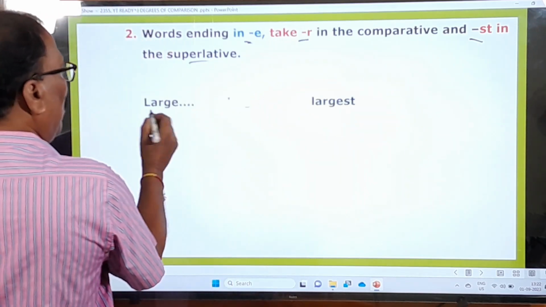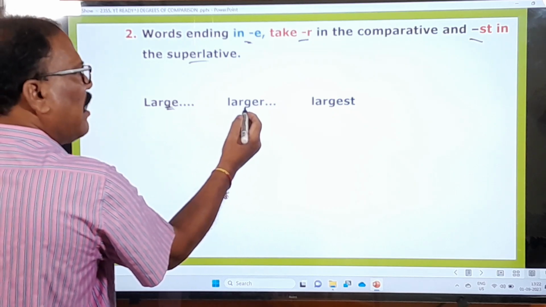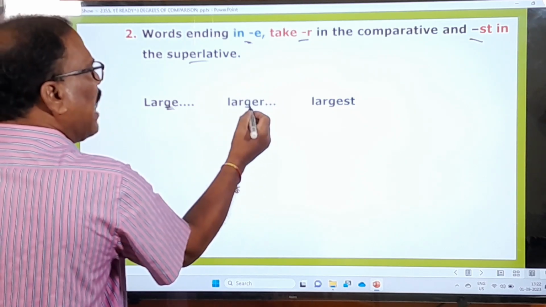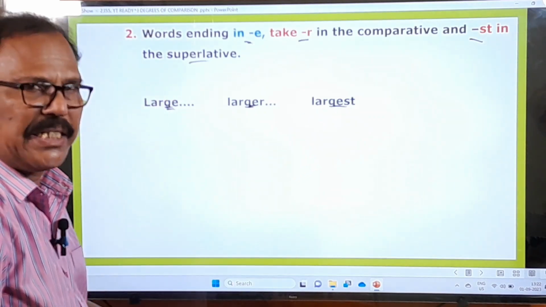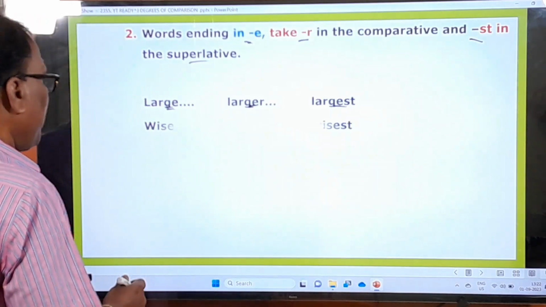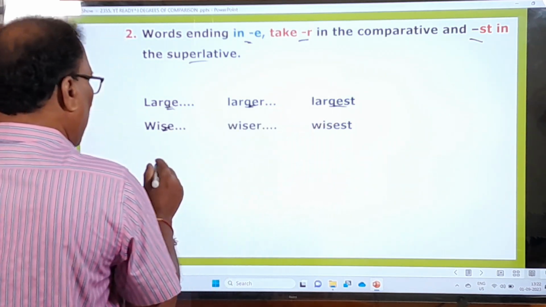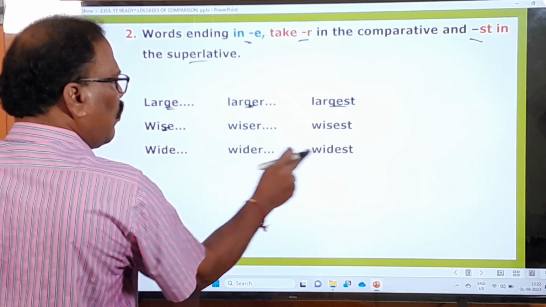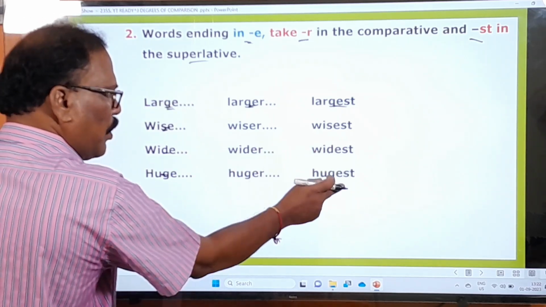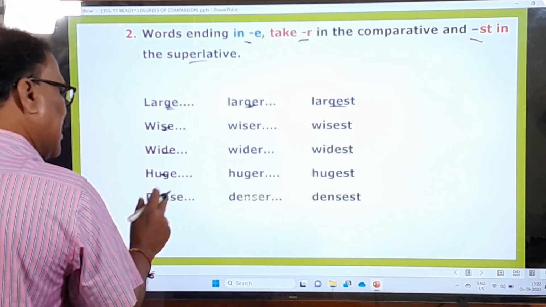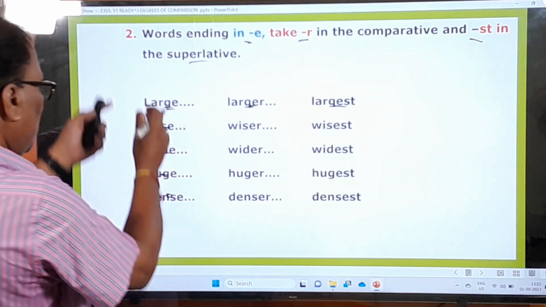How? Let me tell you that. Large, already ending in e, so you need not add er again; simply add r here and st here. That's one variety of small adjectives. Wise, already ending in e, so r and st. Like that wide, wider, widest, they all end in e. Here huge, huger, hugest, and dense, which means dattamaina, and huge means peddanaina.